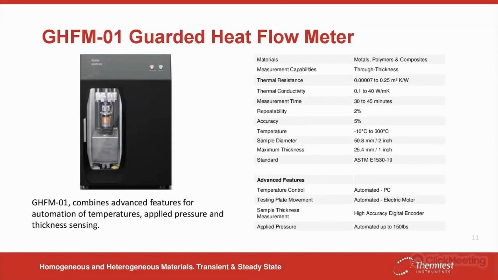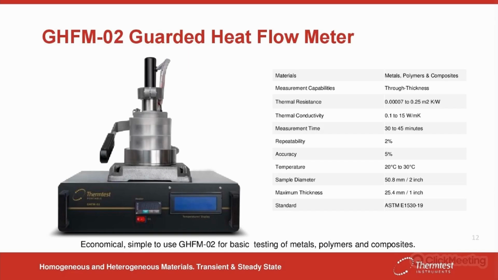A few examples that we offer of the guarded heat flow meter is our new GHFM-01. This is a laboratory instrument. I won't go into every detail on this, but it has advanced controls for temperature, applied pressure, and thickness sensing. This is a computer-controlled device which can test up to 300 degrees. And then we have a more economical version of that with limited capabilities, but it ultimately measures resistance in a similar way on a similar sample size. So again, in this case, the sample size is 2 inches diameter.